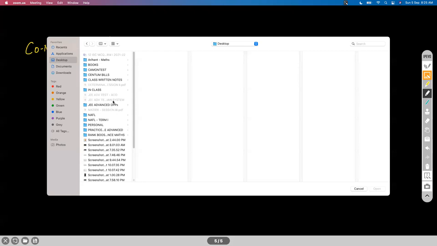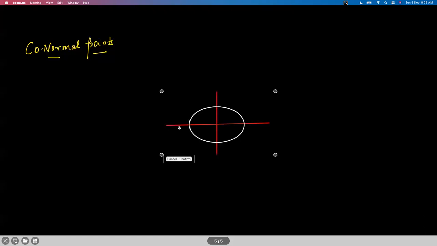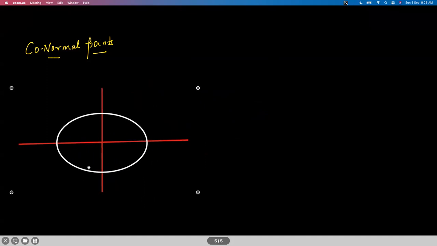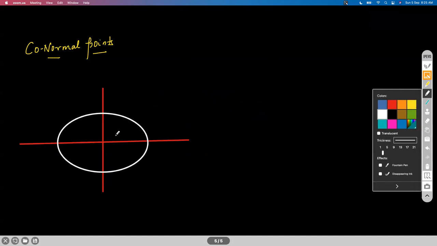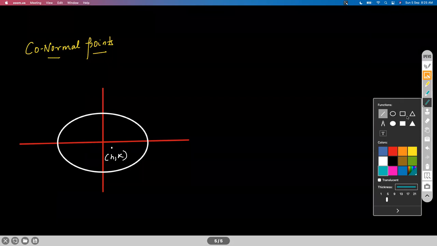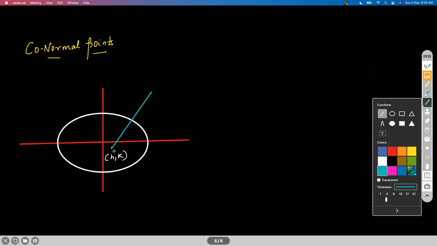Let me pull out the diagram. So from a point, let's say H, K, you can actually draw four normals to an ellipse. So let's say I take the point to be H, K here. From this point, I can actually draw four normals to this ellipse. I'm just drawing some rough normals here. So maybe something like this, maybe something like this.